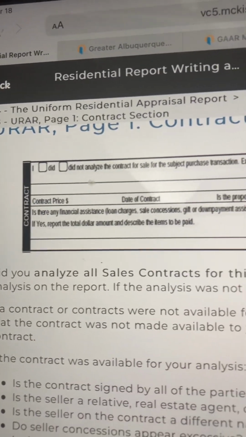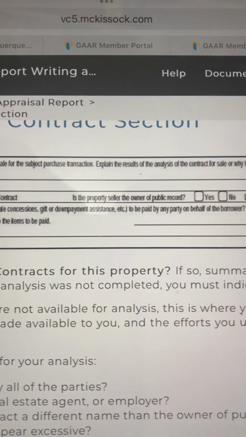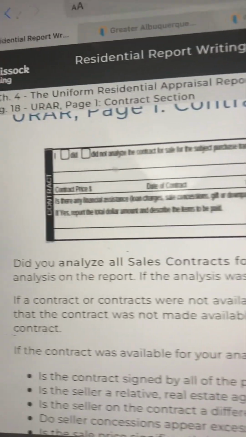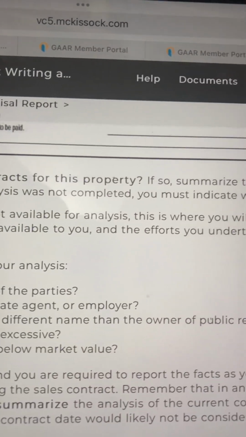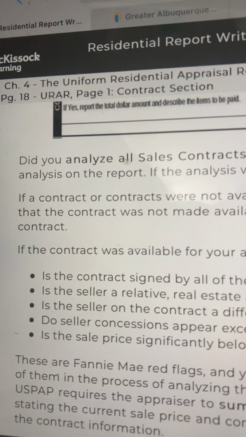In a contract or contracts where were not available for analysis, this is where you will identify the fact that the contract was not made available to you and the efforts you undertook to obtain the contract.